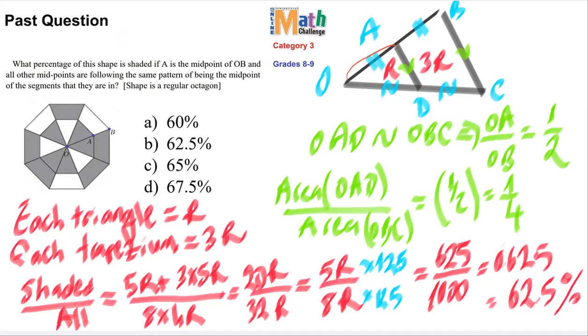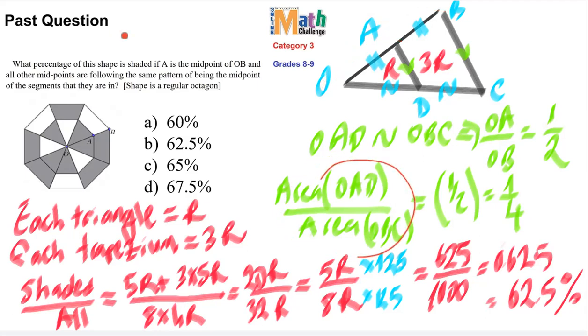So the ratio is 1 to 2. And if these are middle points, we can say that these two lines are parallel. AD is parallel to BC. And if they are parallel, this triangle is similar to this triangle. So we have two similar triangles and the ratio is 1 to 2.